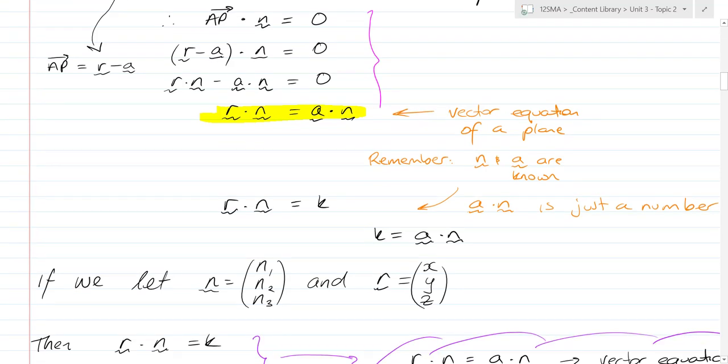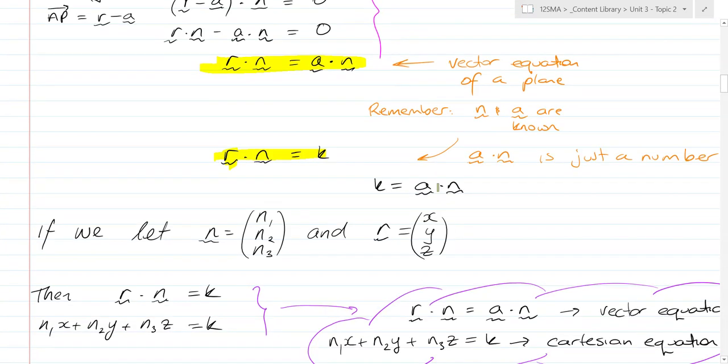Now, we know A, we know N, they're defined. So A dot N, dot product, is a scalar product. A dot N is just a constant. So we can take this further and say that R, which is the line on the plane, the line from the origin to P, which is a point on the plane, R dot N equals K. So where N is perpendicular to the plane and R is a line from the origin to the plane, then that equals K, whatever K is based on our choice of A and our knowledge of N. And we have K equals A dot N there, and it's just a number.